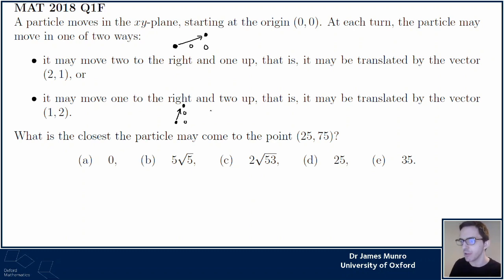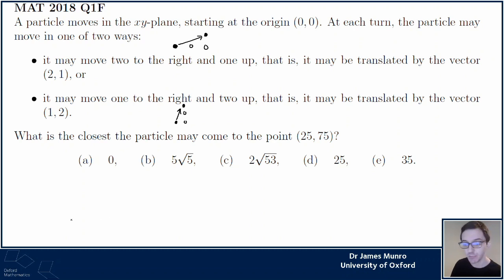Maybe it's possible that the particle can reach that point, in which case the closest would be 0. Maybe it's the case that you can only get within a certain distance of this point, though, no matter what sequence you choose these moves in. And in fact, that second case is the answer to this question. You can't actually reach this point by making these moves. To see why, let's think about the most extreme possibilities of what you could do.